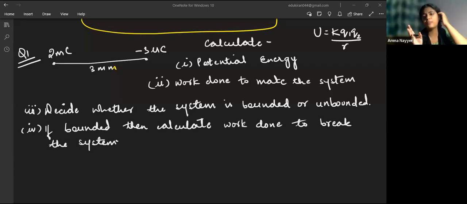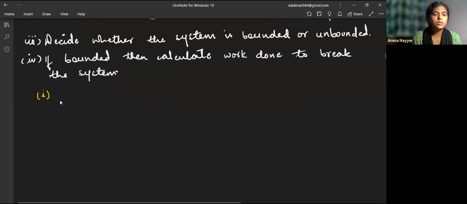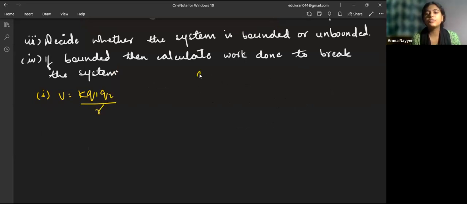So for calculation of potential energy, formula is very direct. K Q1 Q2 divided by R. But the problem is that we have to convert every term into its standard SI unit, right? So U is equal to K Q1 Q2 divided by R. So first charge, this is 2 millicoulombs. So that becomes 2 into 10 to the power -3 coulombs.